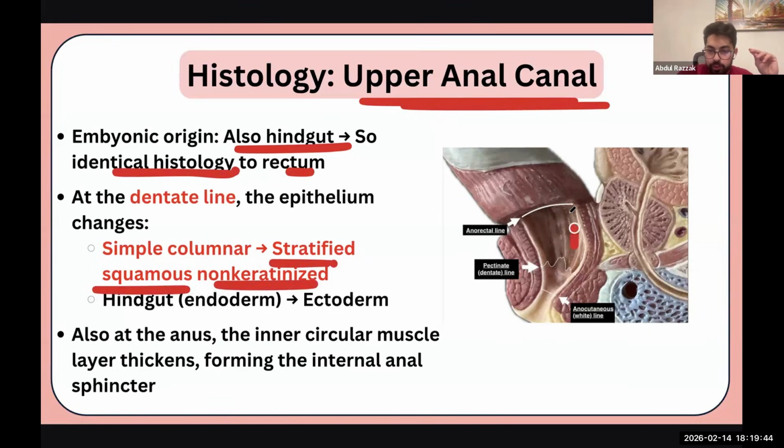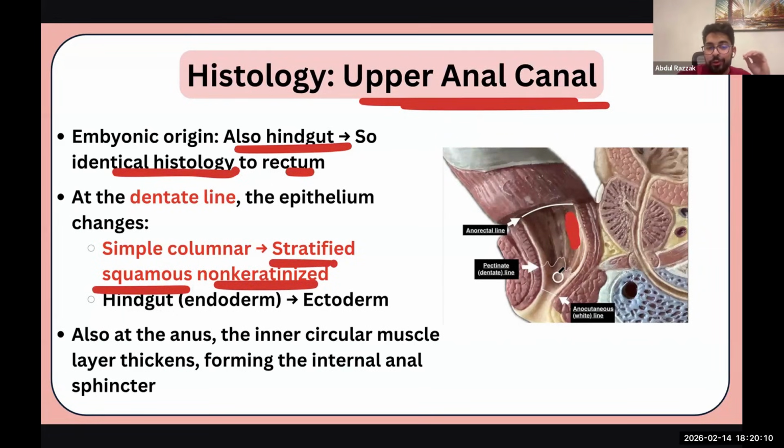This part of the anorectal anal canal is close to the rectum, so it's going to have similar histology to the rectum. But as you are going down, you are getting closer to the skin, so it makes sense that the histology is going to become closer to that of the skin. For the histology here, it's going to be stratified squamous, non-keratinized. The skin is keratinized, okay? So it's a little bit closer to the skin, not identical, however.